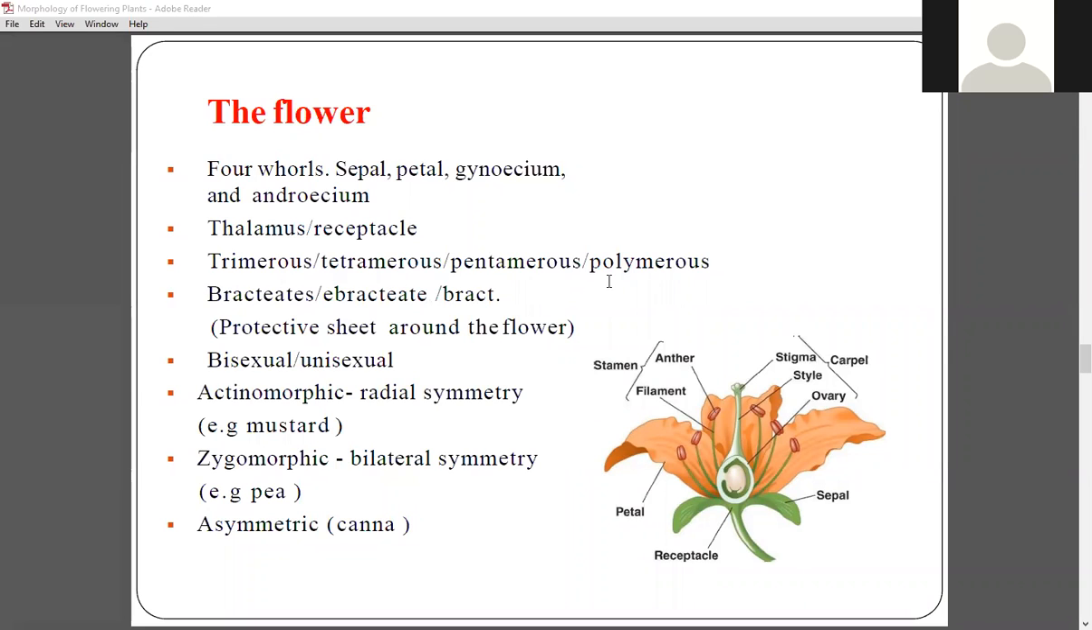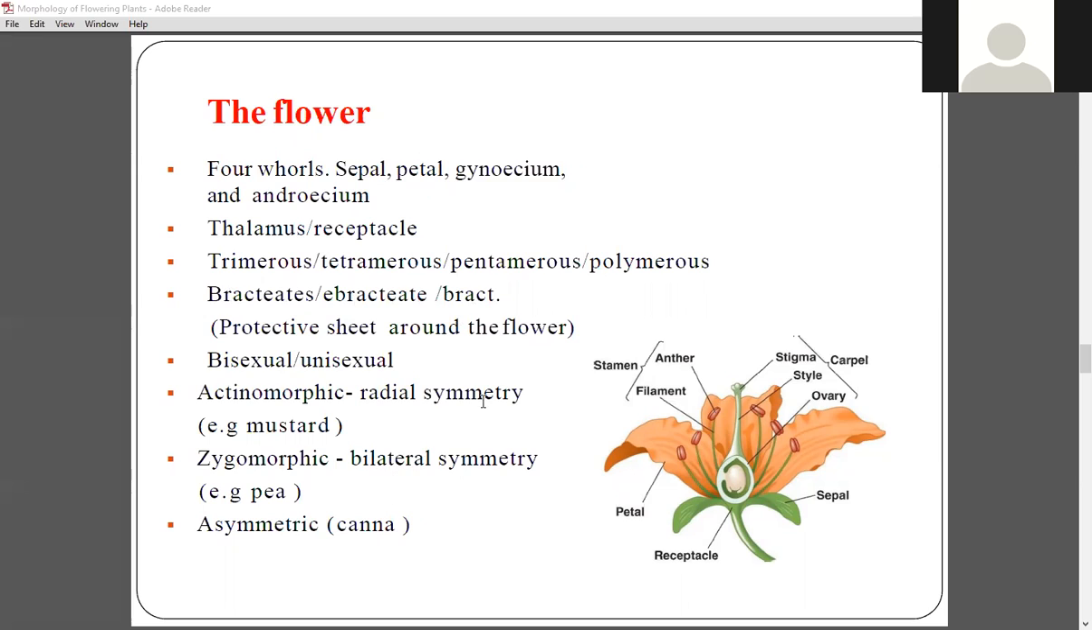So the petals which are present can be three. Tetramerous, they can be four. Pentamerous, they can be five. Polymerous, that means they can be more than five. For example, rose, right? In that there are a lot of petals, right? So here what happens, a few flowers are trimerous. That means the sepals as well as the petals are present in three number. If they are present in four, then they are said to be tetramerous. In the same way, if there are so many petals and so many sepals, then they are said to be polymerous, right? Next is bracteate, ebracteate, and bract, right?